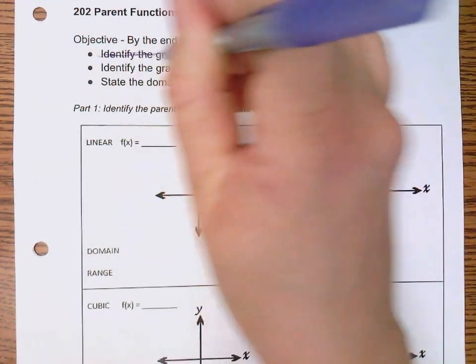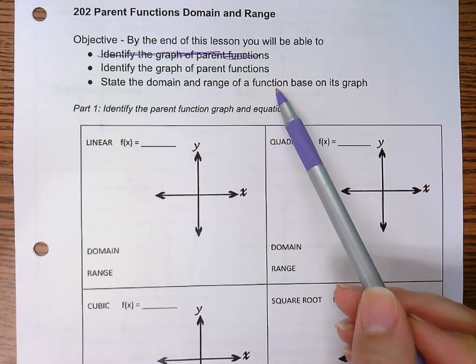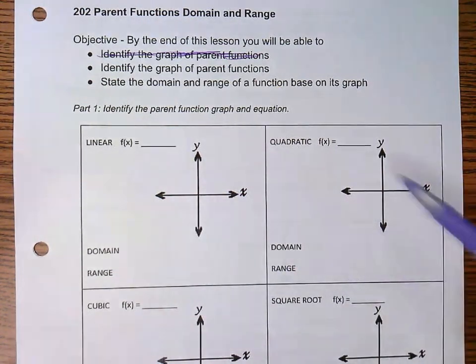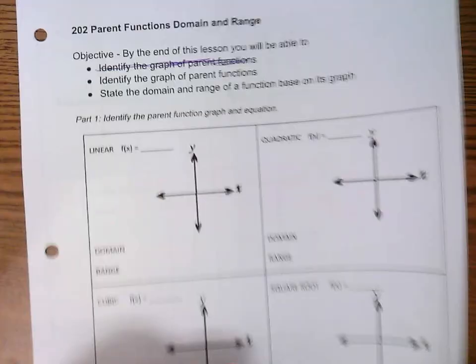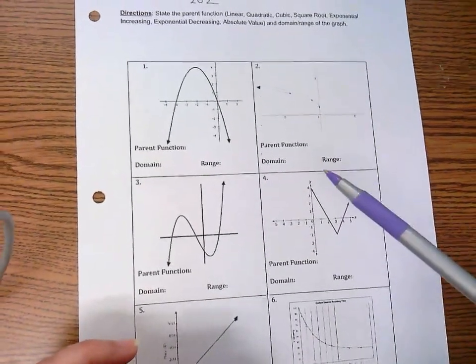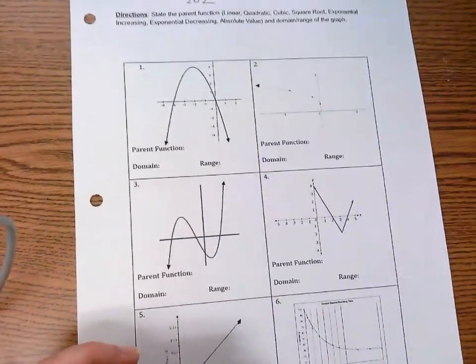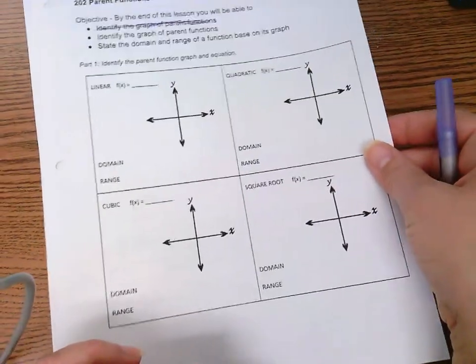Typo. Identify the graph of parent functions and state its domain and range based on the graph. So these are going to be the parent functions, and then when you get to the next page, the parent function is going to be transformed, and you're going to have to match it with which it started as and state the new domain and range. So we're still practicing domain and range.